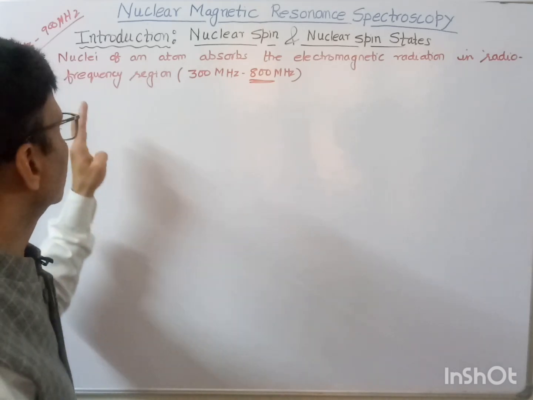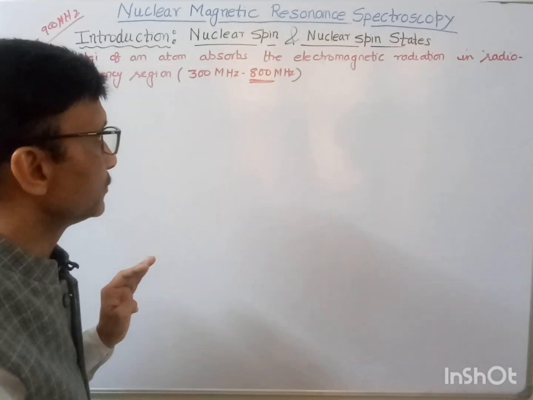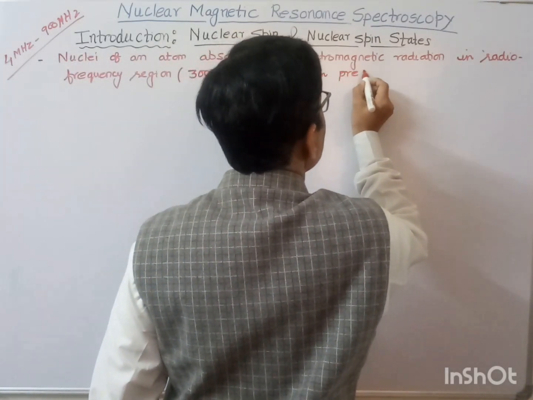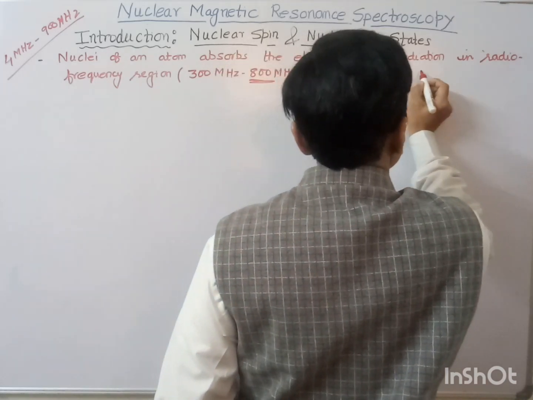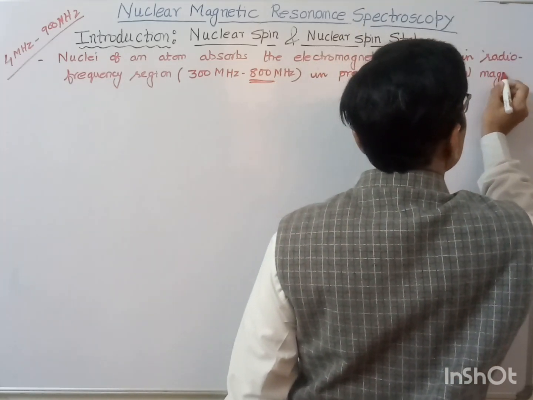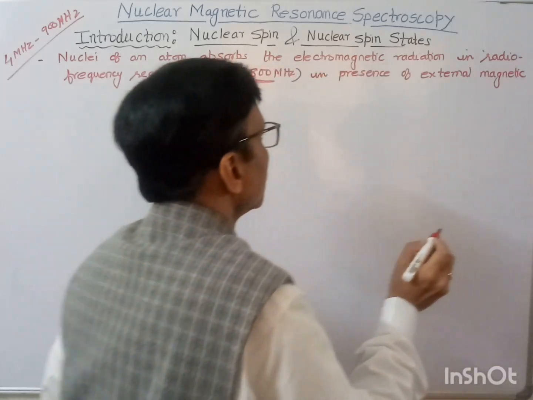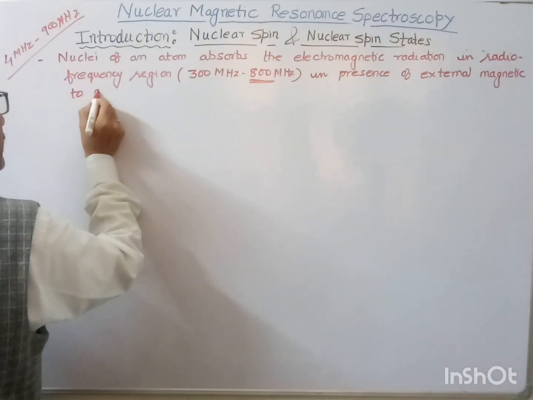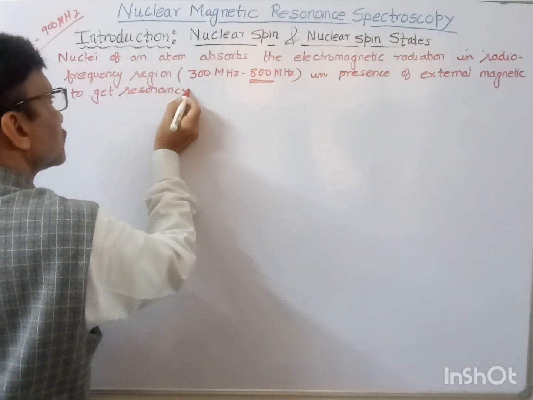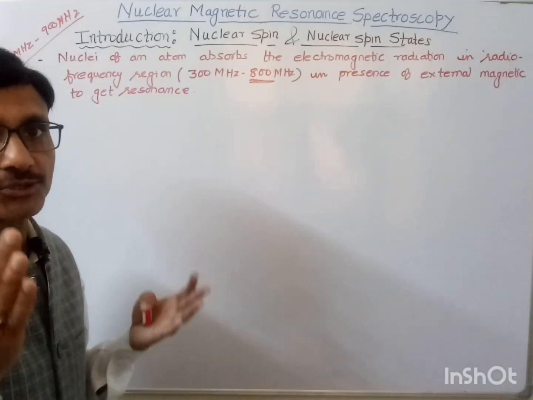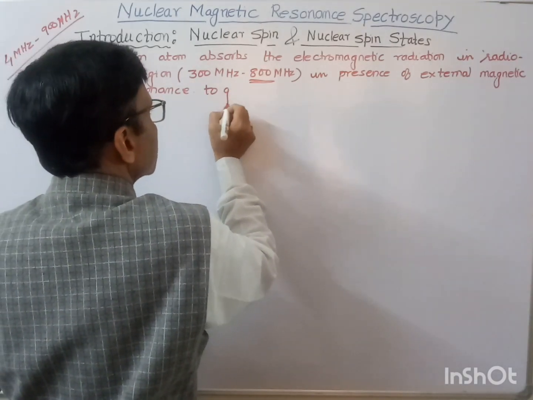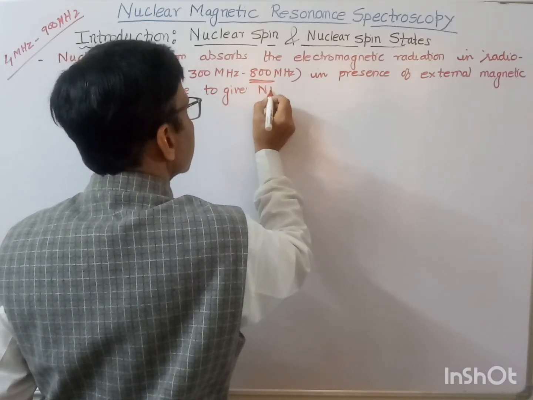Which type of electromagnetic radiation? Radio frequency. Electromagnetic radiation is absorbed, and this absorption takes place in the presence of an external magnetic field to get resonance. Resonance takes place when the absorption occurs. So after absorption, resonance takes place to give NMR signals. Then we will get the NMR signals.